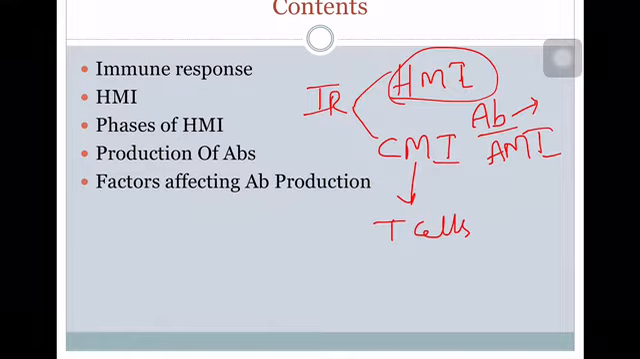Lymphocytes are majorly of two types, one is B cells, another one is T cells. The immunity that is mediated by the antibodies produced from the B cells is humoral mediated immune response or antibody mediated immune response, whereas the immunity that is mediated by the T lymphocytes is cell mediated immune response.